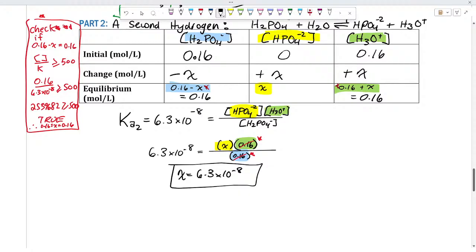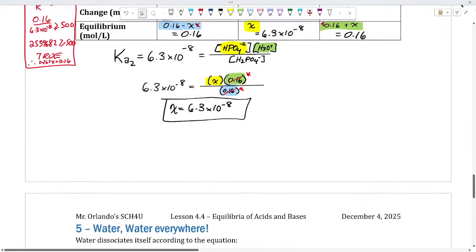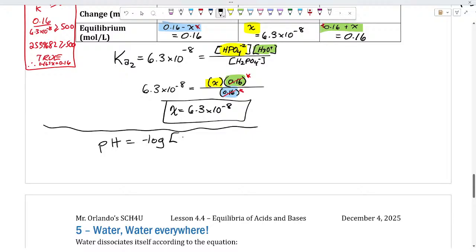Now, having said that, what is the concentration of HPO4 2 minus here? Okay, so let's actually answer the question, because the question given is, calculate the pH. So what is the pH then? pH is the negative log of the concentration of H3O plus ions present. And in this case, that means taking the negative log of 0.16.